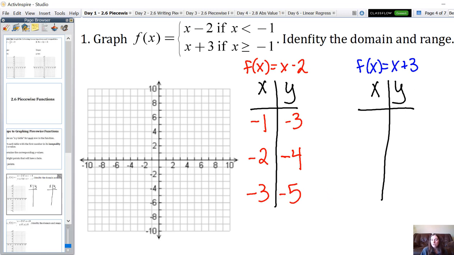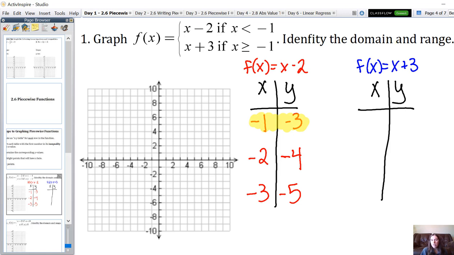Next, we're going to highlight wherever we might have a hole. To figure out if we have a hole, we look at the signs that go with our x values. So here, x is strictly less than -1. That means at -1, that's where we're going to have a hole. So here we'll have a hole. Anything below that's not going to have a hole, just at that -1.